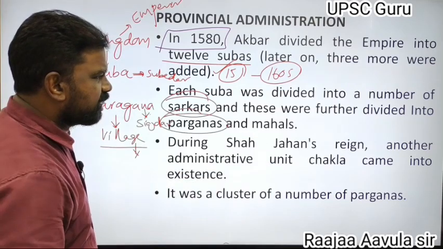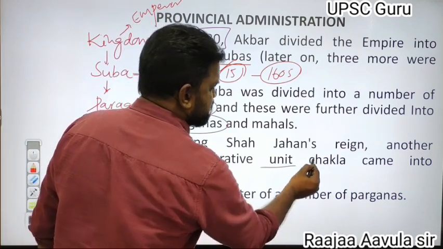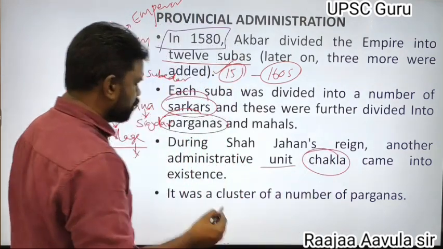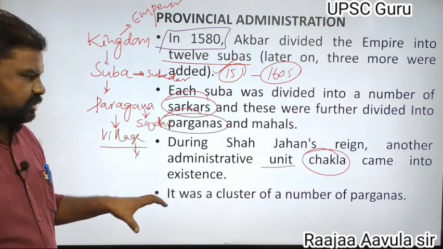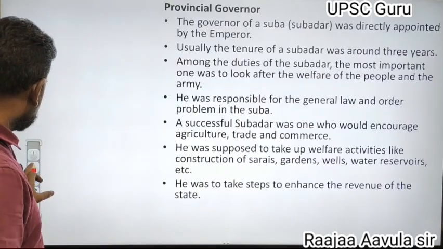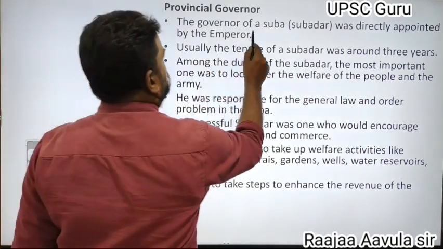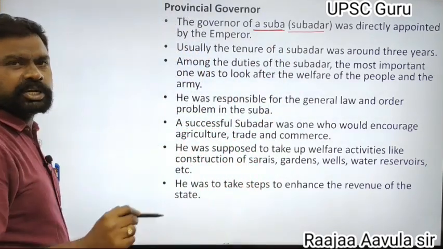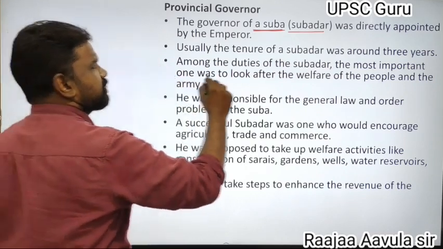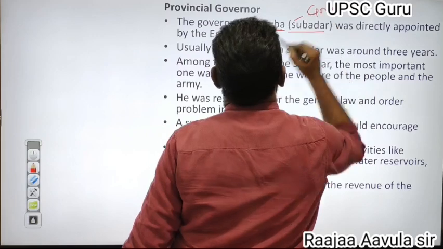During the Shah Jahan reign, another administrative unit, the Chakla, came into existence. It was a cluster of a number of paraganas. The provincial governor, the Subedar, was directly appointed by the emperor. He was also called the governor.